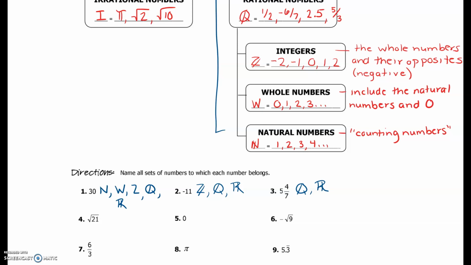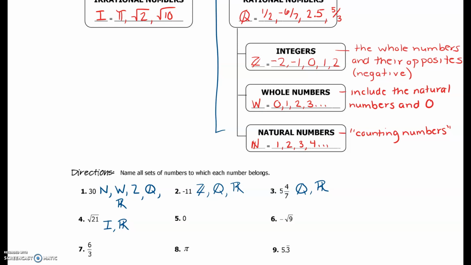Okay. The square root of 21. If you have a calculator, take a moment, and if you type in the square root of 21, you will notice that that is a decimal that does not repeat, it does not end, it falls into our irrational category, which gives it 2 classifications, irrational and real.